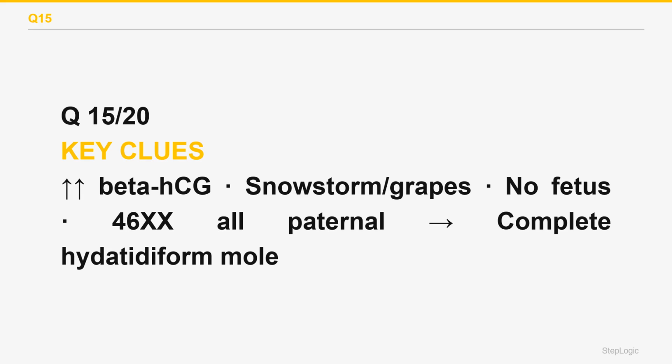It results from abnormal fertilization, classically when an empty egg, with no maternal DNA, is fertilized, producing a 46XX karyotype that is entirely paternal in origin, with no viable fetus. The chorionic villi swell into grape-like hydropic vesicles, producing the cluster of grapes gross appearance and the snowstorm pattern on ultrasound. The proliferating trophoblast secretes huge amounts of beta-HCG, far above a normal pregnancy, explaining the enlarged uterus, hyperemesis, and sometimes early preeclampsia or hyperthyroidism.